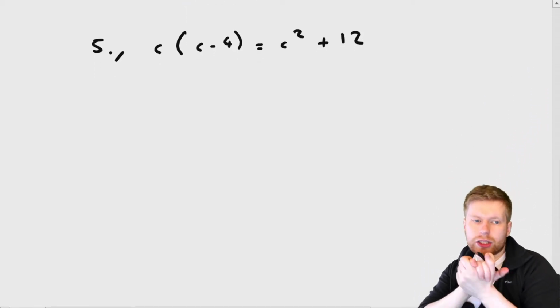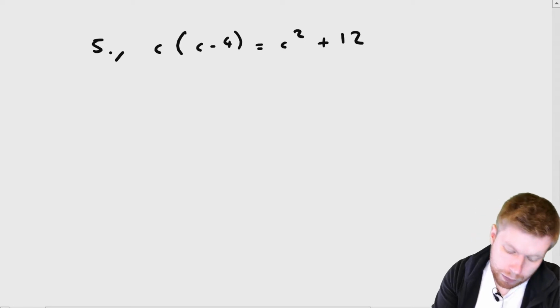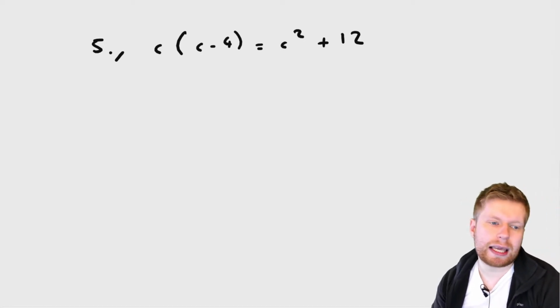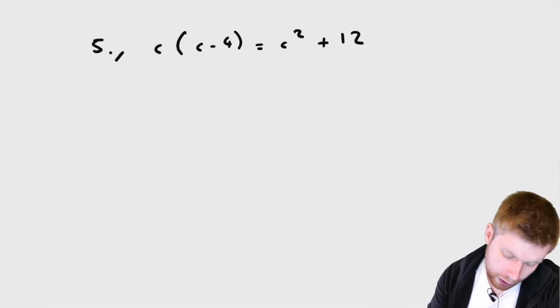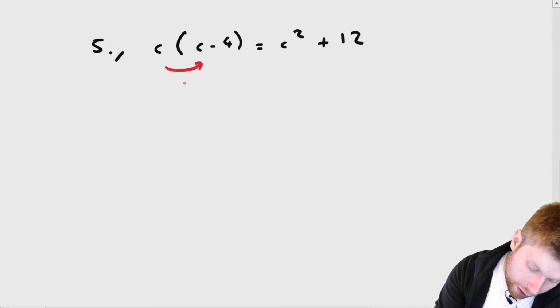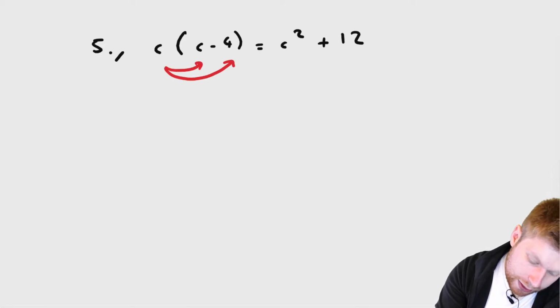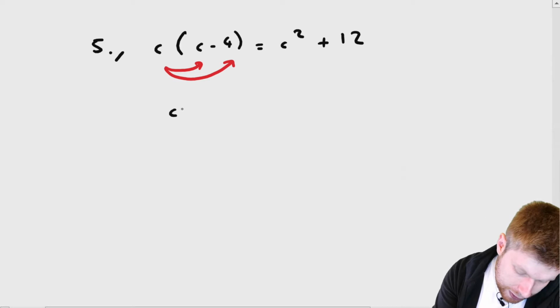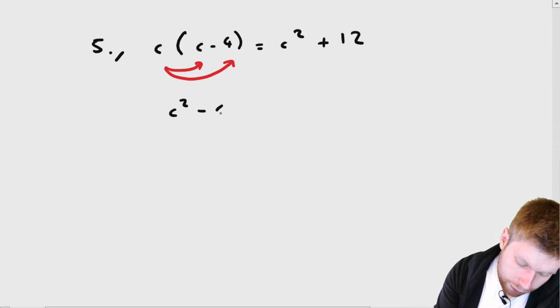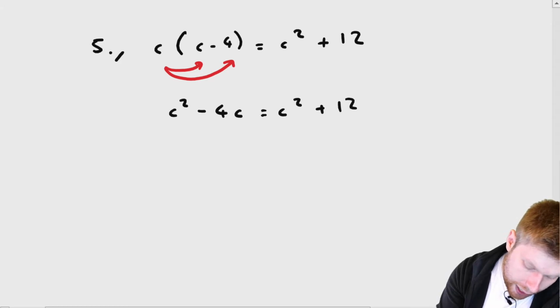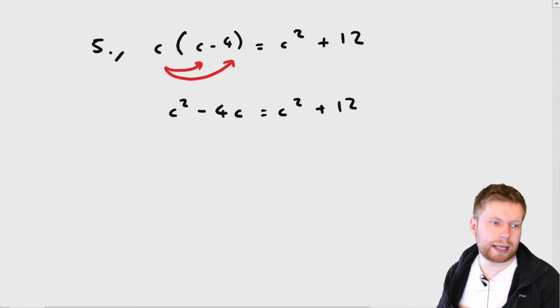So first things first, I don't like the brackets being there, okay? So I'm going to expand these brackets out. This is what's making it different to the things which we've seen before. If I expand the bracket out, we did this in the last lesson: c multiplied by c gives me c squared, and c multiplied by negative 4 gives me negative 4c. And the right hand side hasn't changed. All I've done there is simply multiply those two brackets out.